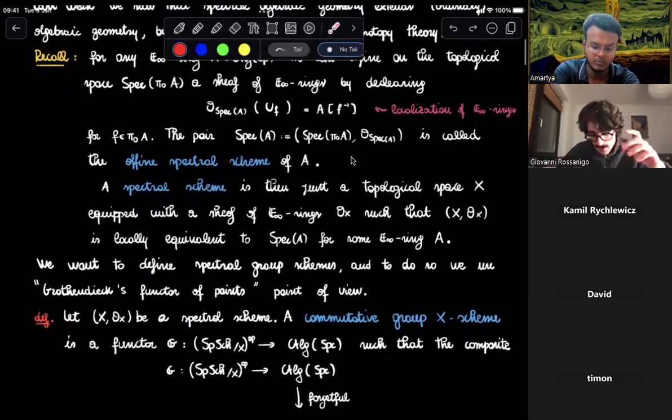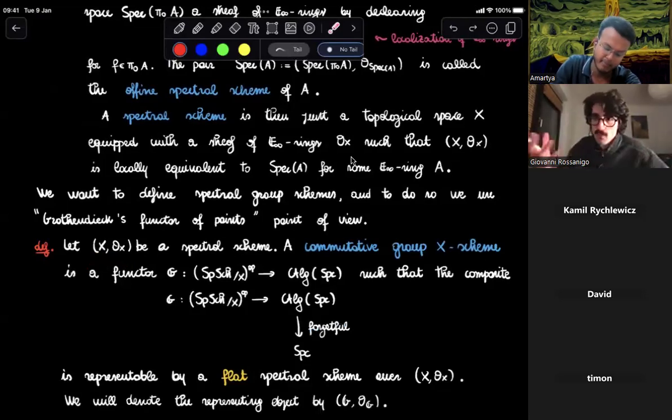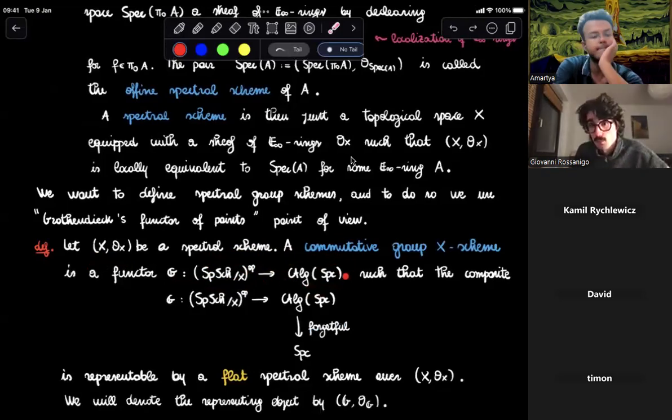And in this case, given a spectral scheme X, O_X, we will define a commutative group scheme over X, or commutative group X-scheme, I would prefer to say over X, to be just a functor from the infinity category of spectral schemes over X to commutative algebra objects in spaces. We have to think of this as the ordinary analog of the infinity category of schemes over X, and this as the category of abelian groups.